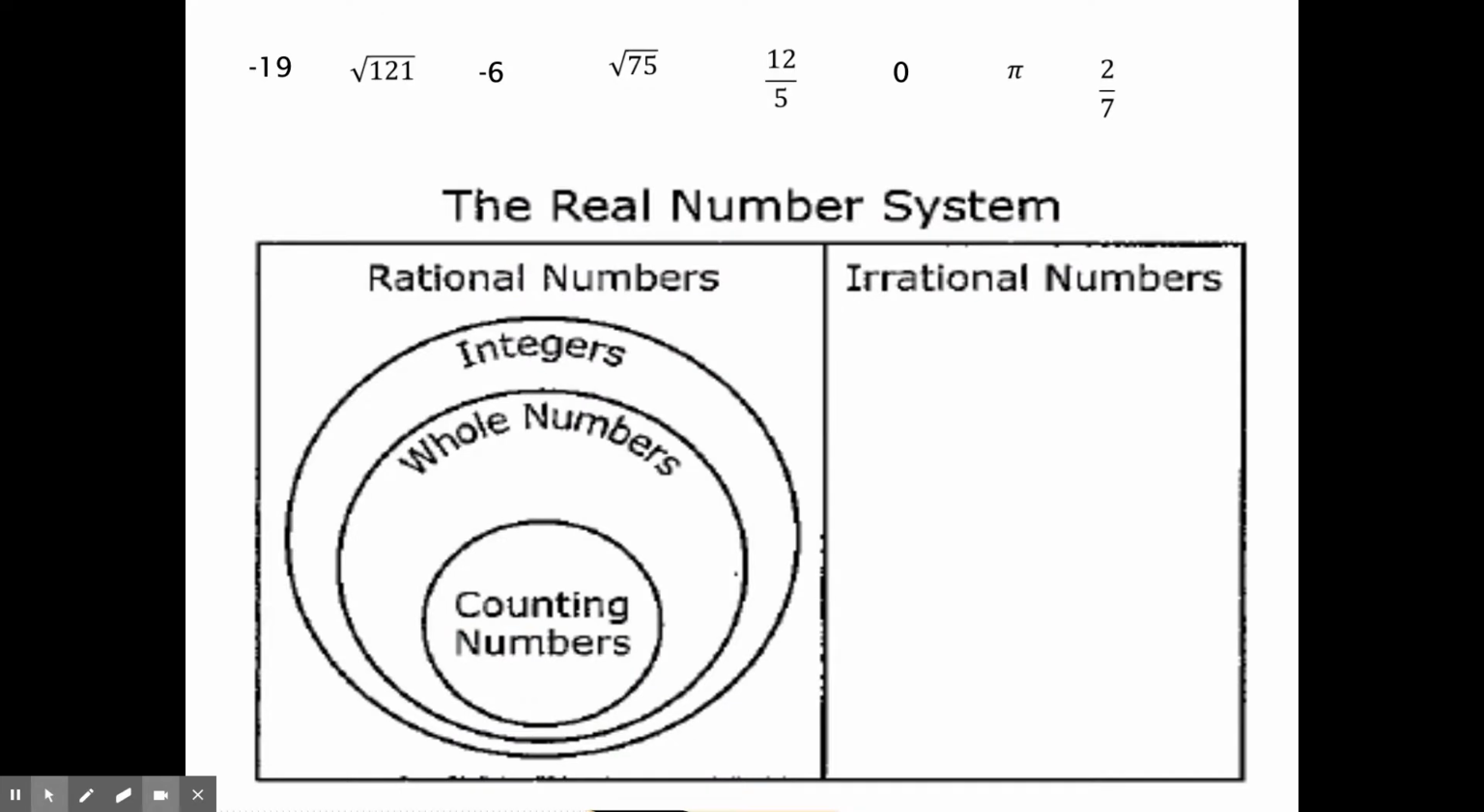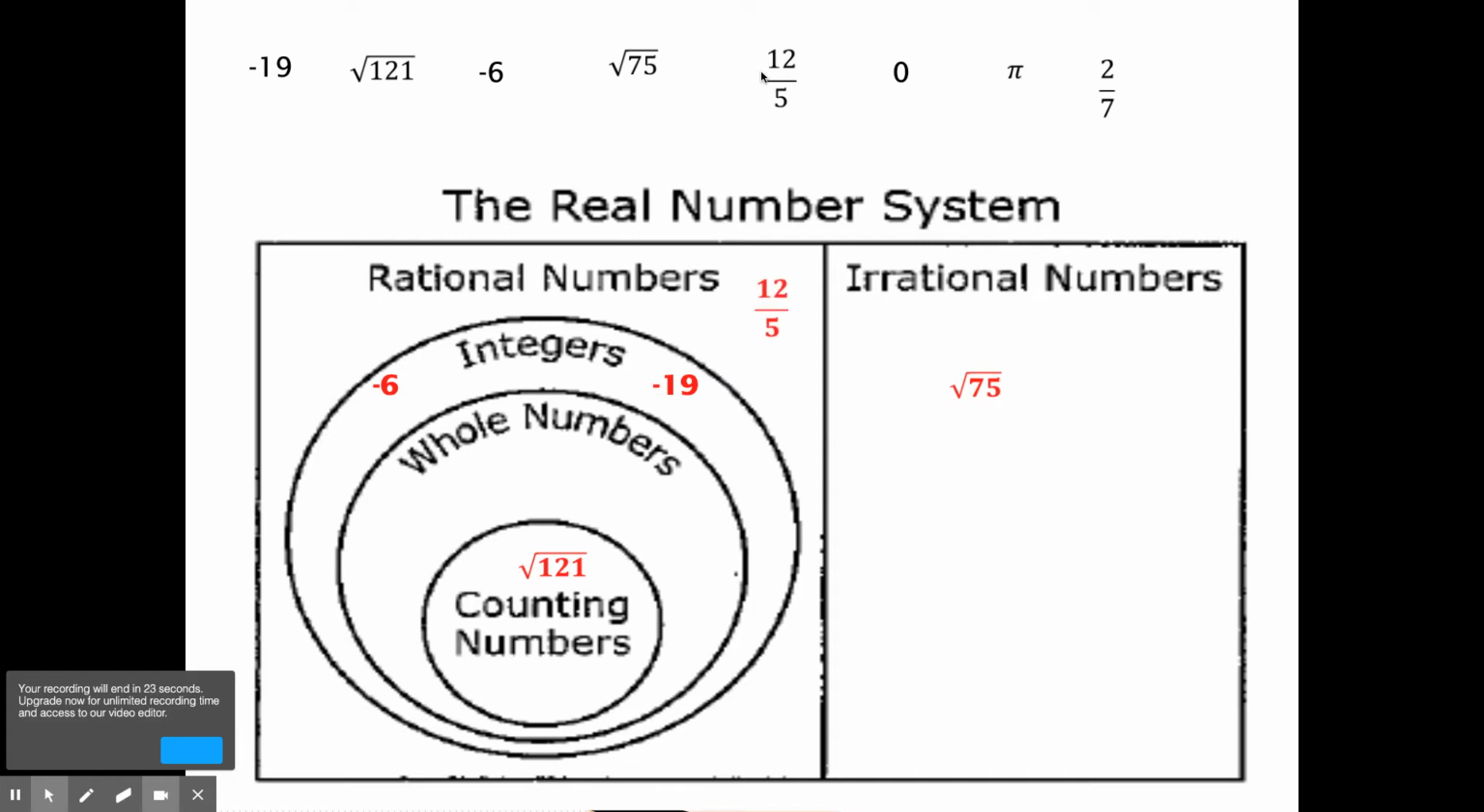Incredible, huh? So here's our real number system. If you look at the top, I'm going to run through these real quick. We've got a set of numbers here. The first one is negative 19. Negative 19 we know is an integer. That's a negative whole number, right? So that is an integer. Square root of 121. If I put that in my calculator, I get 11, which means it's a counting number. Negative 6 is an integer. Again, the square root of 75. If I put that in my calculator, I get a non-terminating, non-repeating number, which means it's irrational.